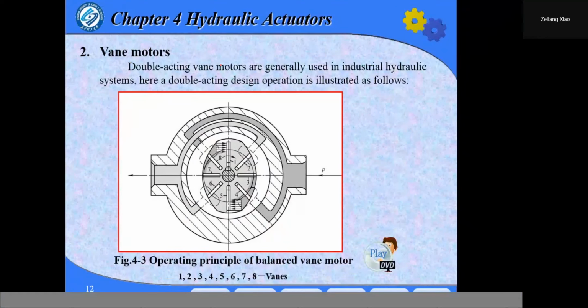Double acting vane motors are generally used in industrial hydraulic systems. Here a double acting design's operation is illustrated as follows.